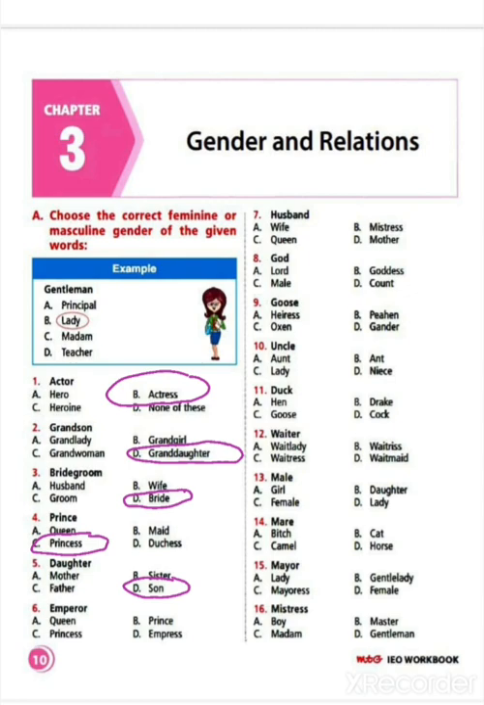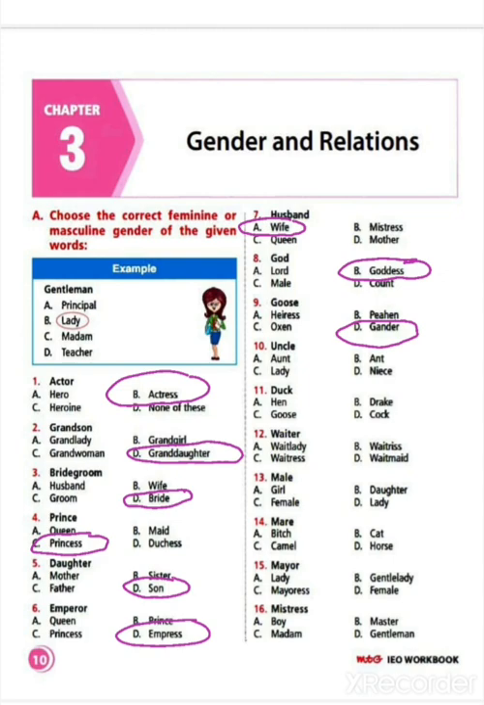Then number 6 is emperor. Your answer will be D, empress. 7, husband, the answer will be A, wife. 8, god, your answer will be B, goddess. 9, goose, your answer will be D, gander. Goose is the feminine gender and it will go with the opposite gender, that is the masculine gender, gander.